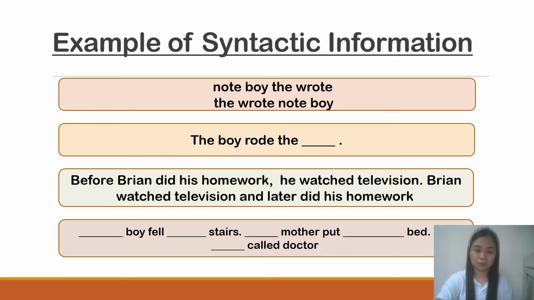Next example: "Blank boy fell blank stairs. Blank mother put blank bed. Blank called doctor." Can you fill in the missing words? This example is predicting words that signal word order without any graphic knowledge of them.